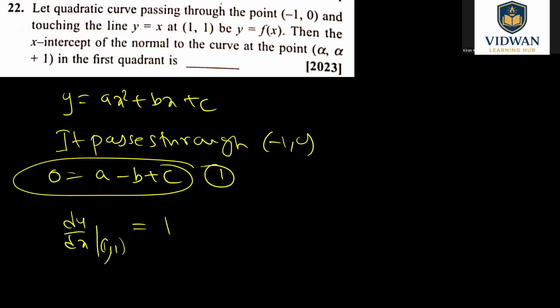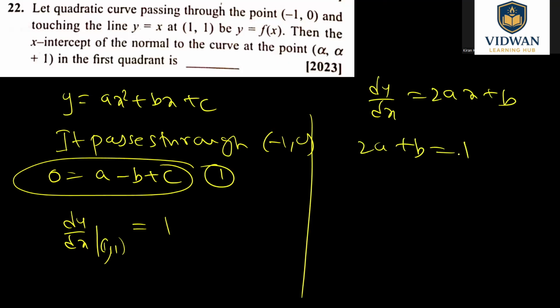So they are saying at 1, 1, there is a tangent. So the derivative at 1, 1 is equal to 1 because y equal to x has slope as 1. And how do you find the derivative of that? 2ax plus b. So the derivative dy by dx is actually 2ax plus b. And at 1, comma 1, what is the derivative? At 1, 1, it will be 2a plus b only. That is equal to 1, the second equation.